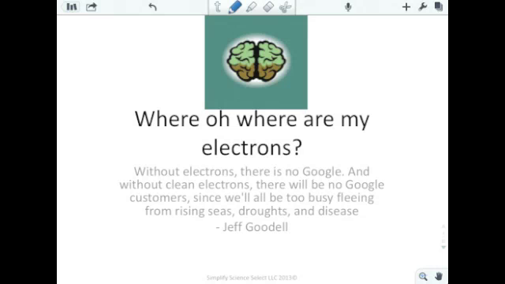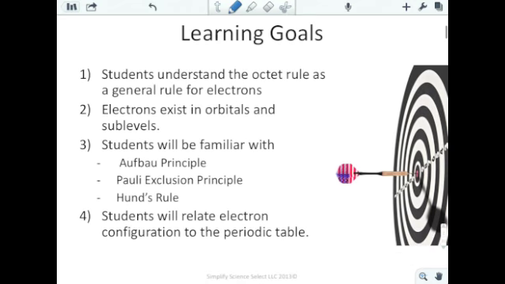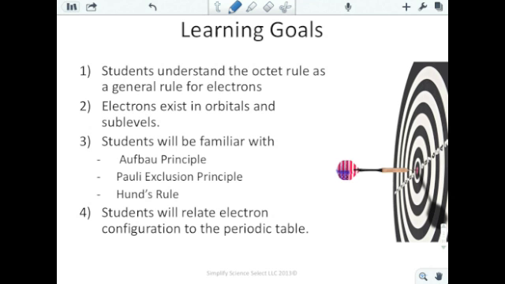Okay, we're going to start by talking about 6.1. The learning goals for this PowerPoint: students should understand the octet rule as a general rule for electrons. This basically means that elements and atoms are constantly seeking stability, and one way that they can be stable is if they have an octet, which means 8 electrons.